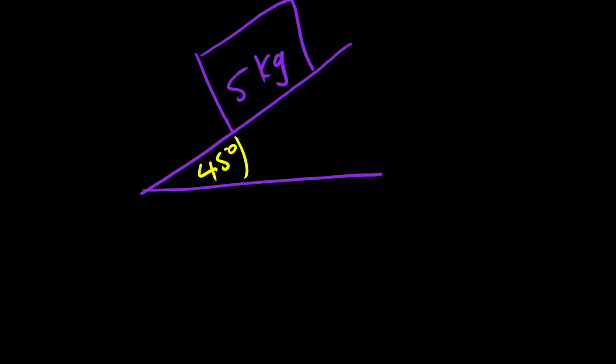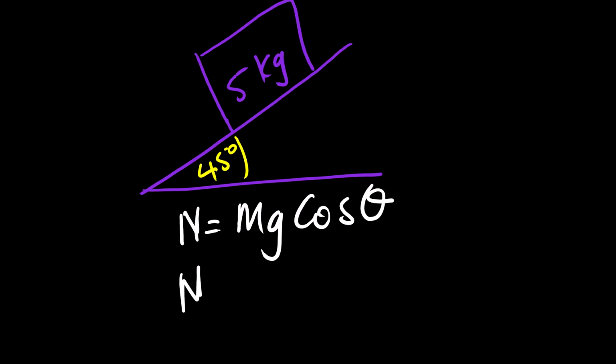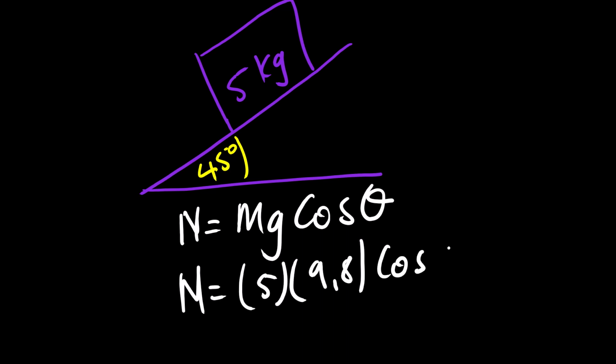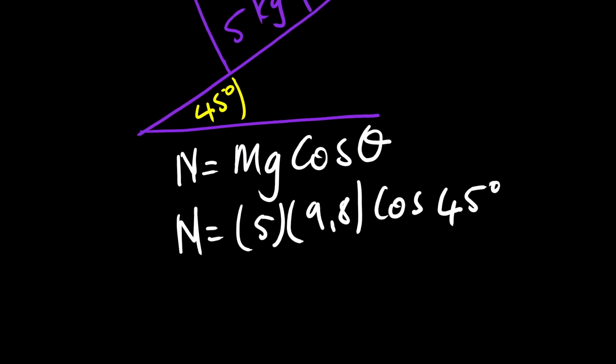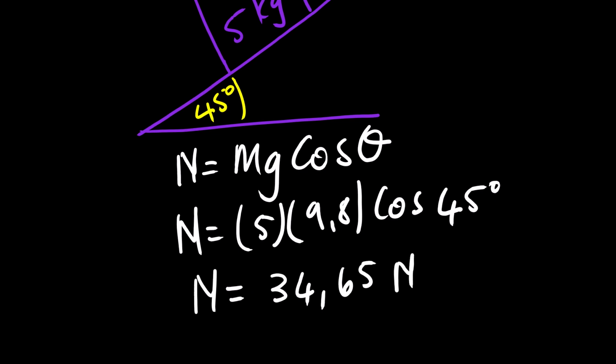Our second example, a 5 kg block on top of a 45 degree inclined ramp. How do we calculate this? So normal force is equal to mg cos theta. Normal force is equal to 5, 9,8 cos 45. The answer should give you 34,65 newtons.